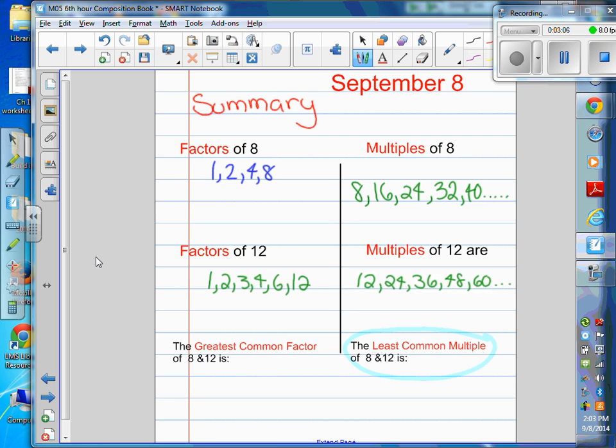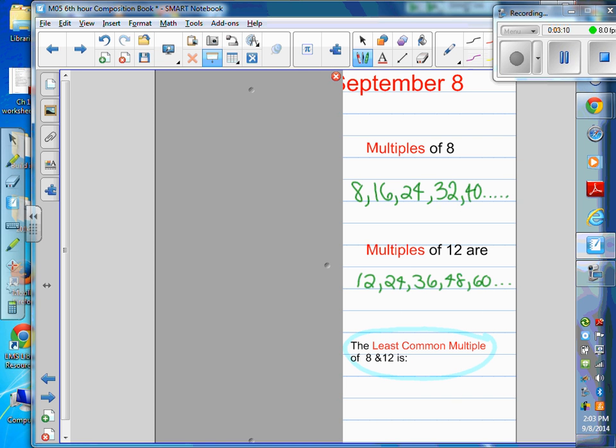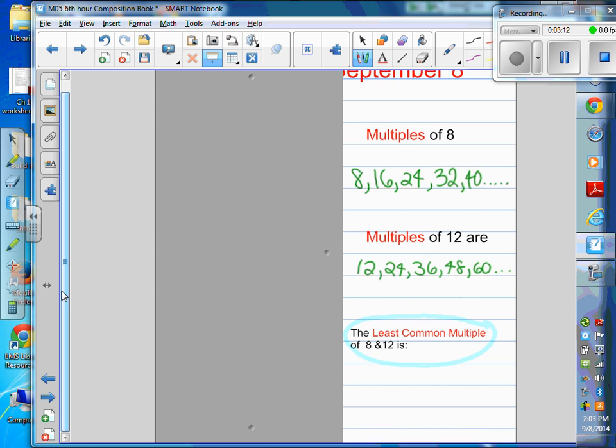So I'm going to put a little screen here, and we're looking at just multiples. And now, like the Ferris wheel problem, we're going to find the smallest multiple that they both have in common. And we call that the least common multiple. So we're looking for the least common multiple. So Cody, can you do that for me? Do you know what that means? Or do you have a question because you have your hand up?